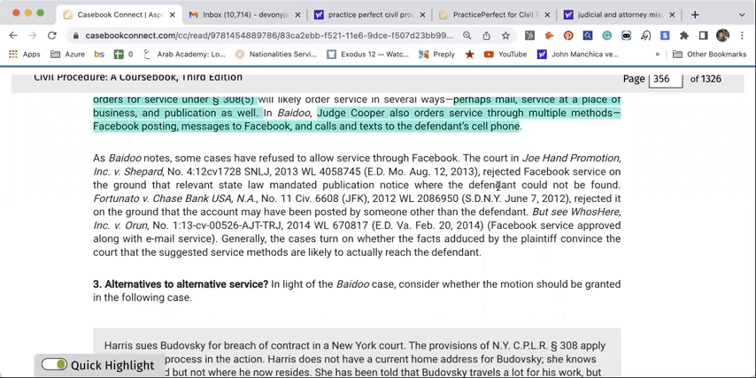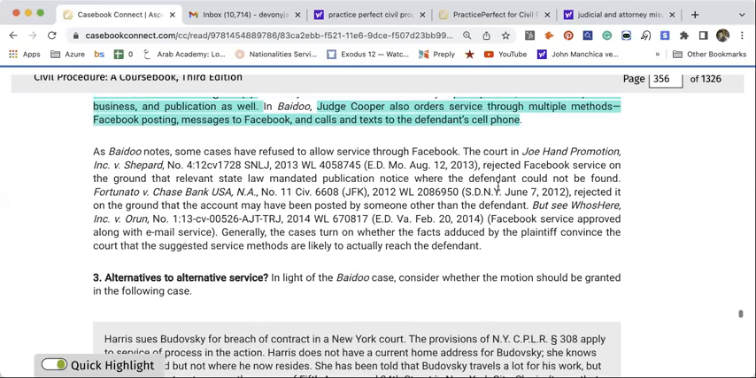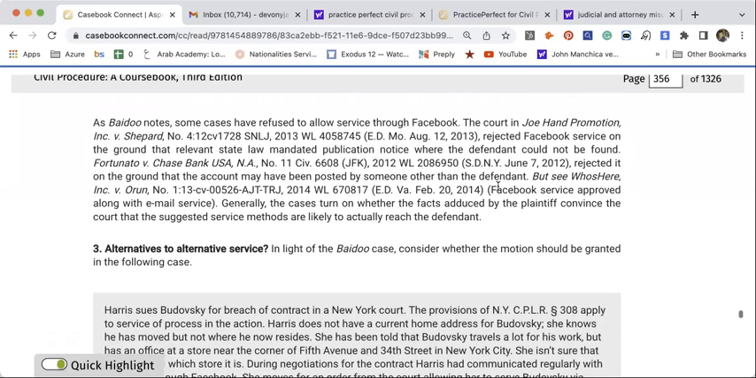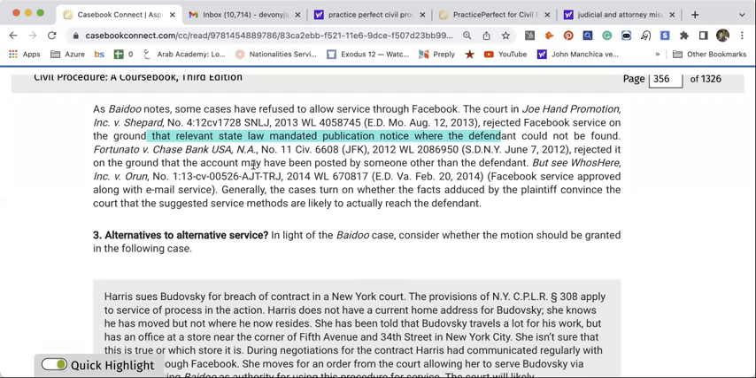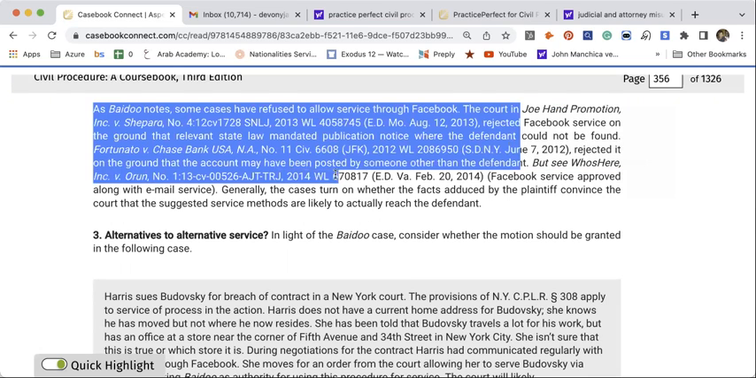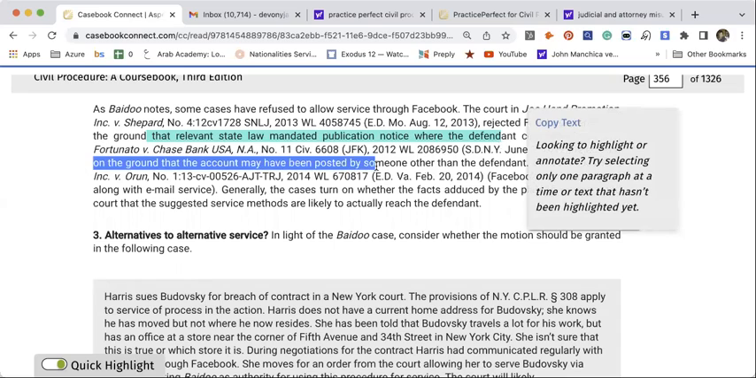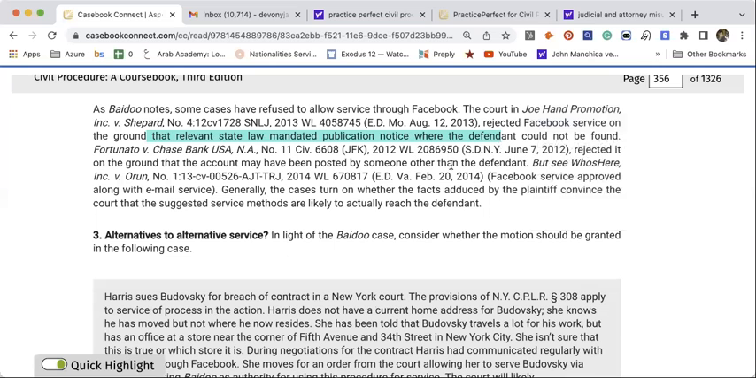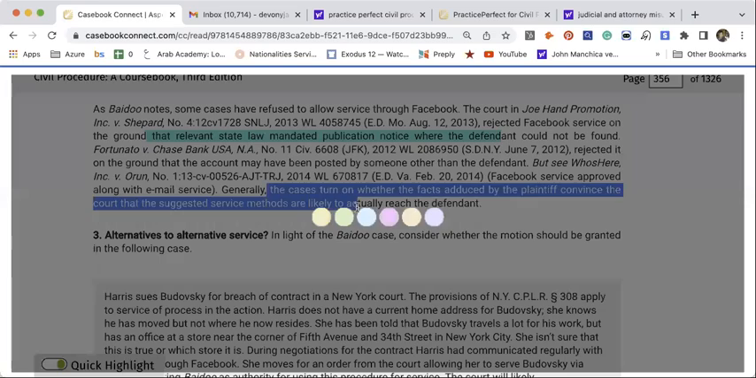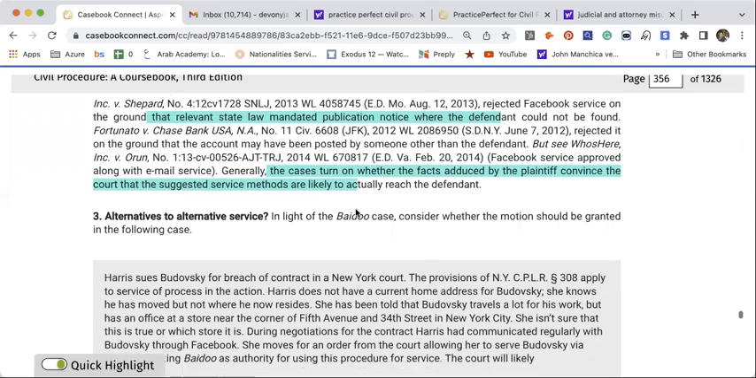Facebook posting. As Baidoo shows, some cases have refused to allow service through Facebook. The court in Johan Promotion Inc. v. Shepherd rejected Facebook service on the grounds that relevant state law mandated publication notice where the defendant cannot be found. Fortuna v. Chase Bank rejected it on the grounds that the account may have been posted by someone other than the defendant. Generally, the cases turn on whether the facts adduced by the plaintiff convince the court that the suggested service methods are actually likely to reach the defendant.